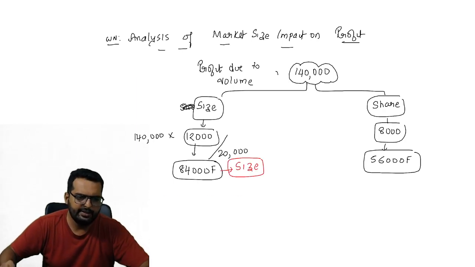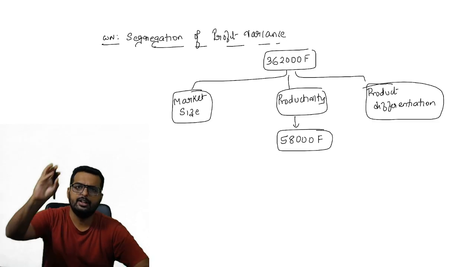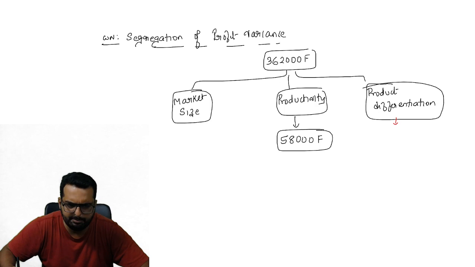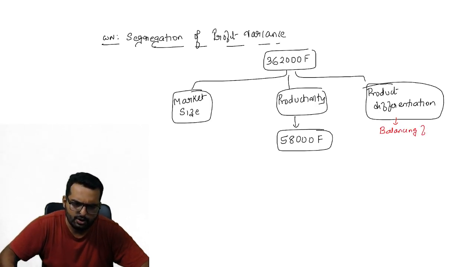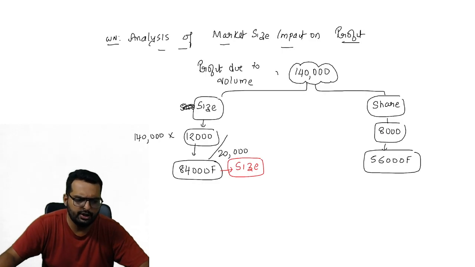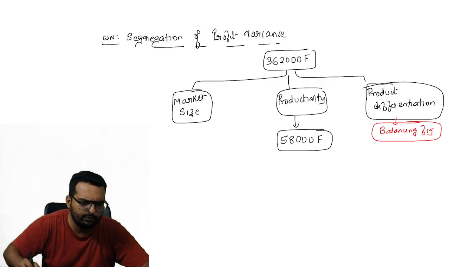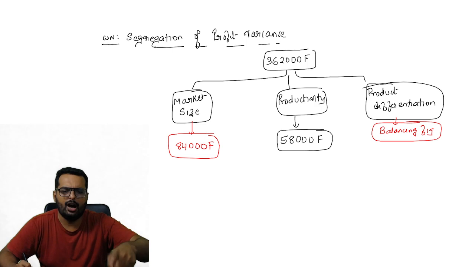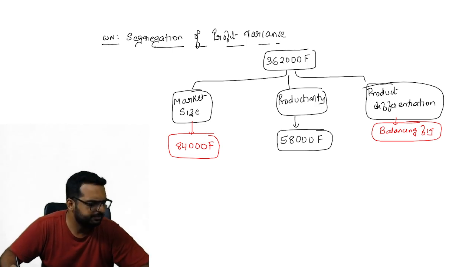All right. They have asked for three categorizations: size, productivity and product differentiation. So what I believe is product differentiation will be the balancing figure. Whatever doesn't come in market size or whatever doesn't come in productivity will come in product differentiation. So here, have I got the market size as 84,000? Hence, friends, please tell me how much will be the product differentiation.